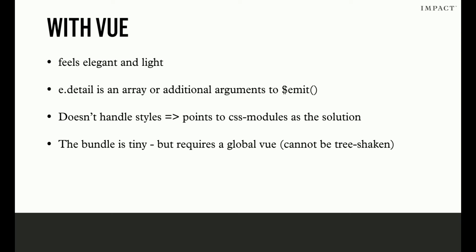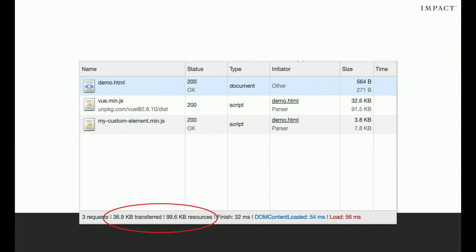As I said, it doesn't handle styles. And the bundle is tiny, but then it needs a global Vue instance, which I think is a little bit weird. And because we don't know anything about it, it can't be tree shaken, so we just need all of Vue. Vue is still tiny, so combined with the entire Vue instance, it's still smaller than the current Angular elements. It's actually the smallest thing that I've been able to do, but it doesn't handle the styling, so it's not really complete.